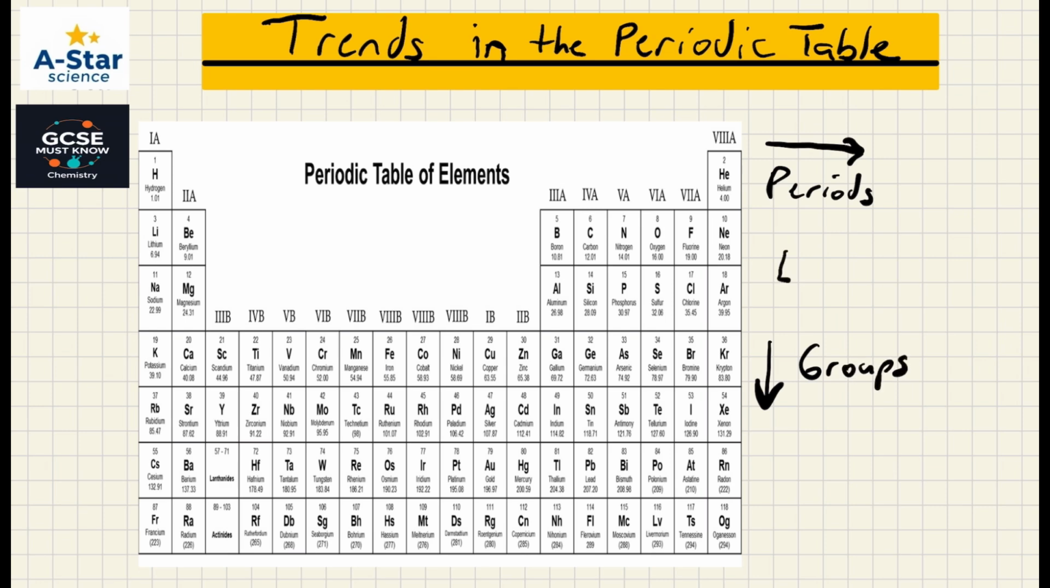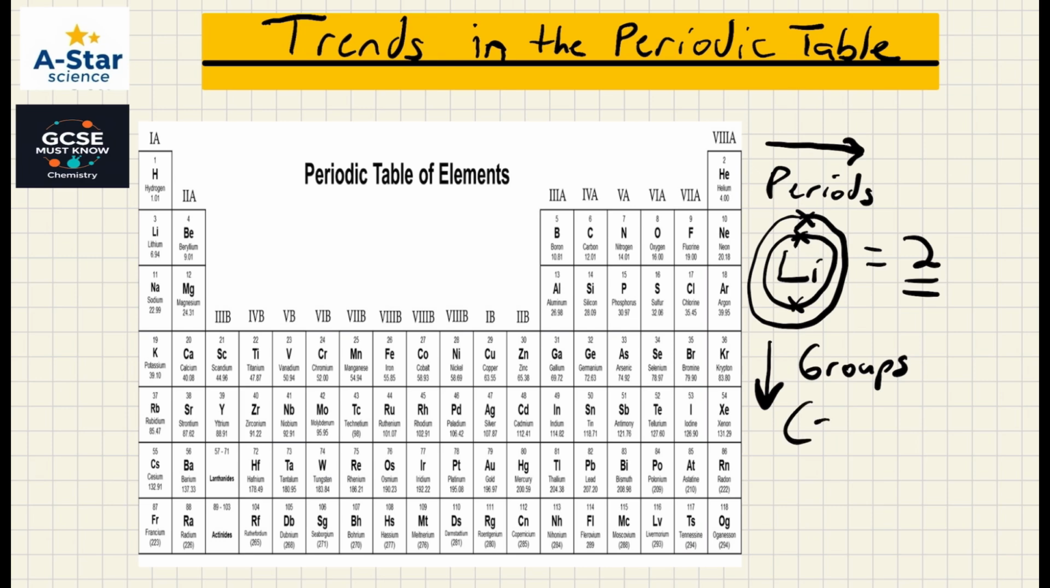Now, what is a period? For example, if we take the atom lithium, lithium has 3 electrons in total, knowing that 2 can go in the first shell and 1 can go in the second shell. So this is why lithium is in period number 2.